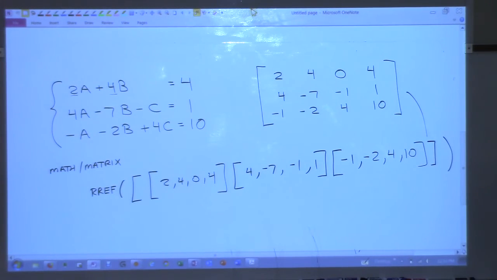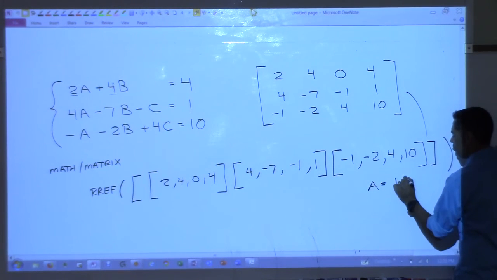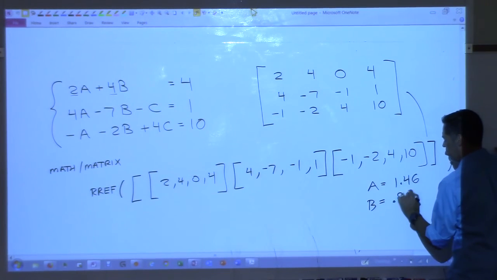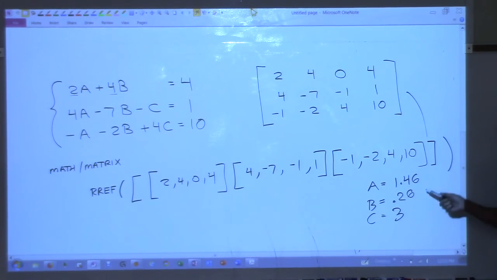Let me see your screen. The screens are different on these, but you should be able to extrapolate the answer there. So what did you get? Basically A is what? 1.46 something. B is 0.26 and C is 3? Oh, okay. Somewhere on your screen you should see those numbers. All right? Did everyone get that?